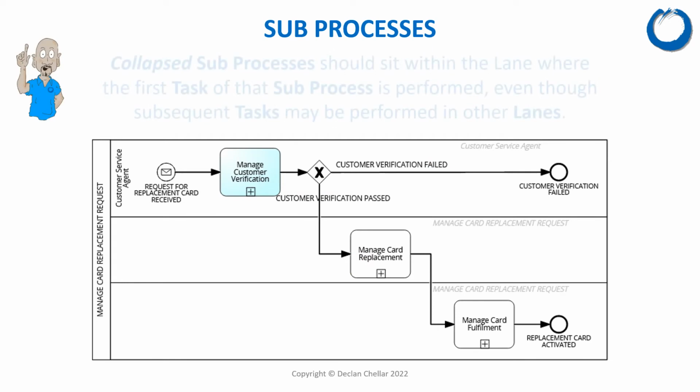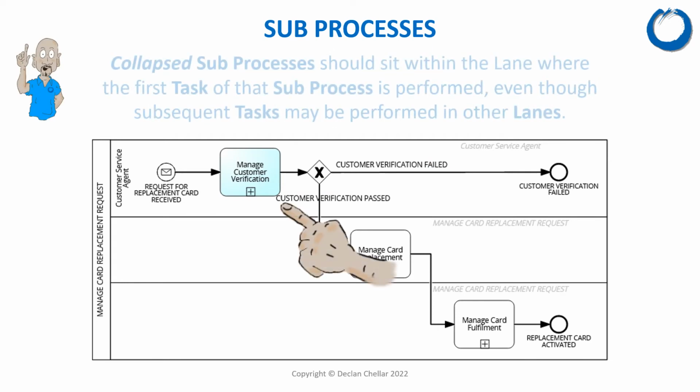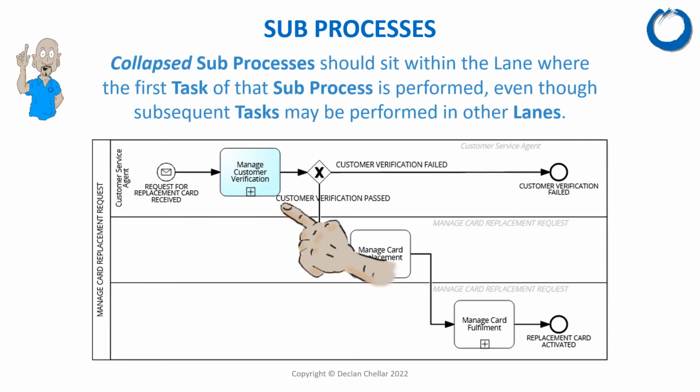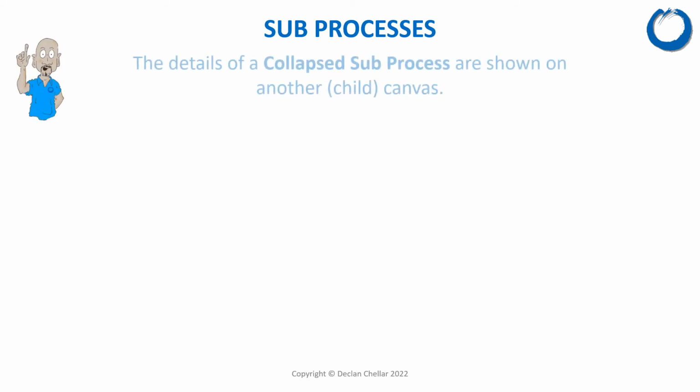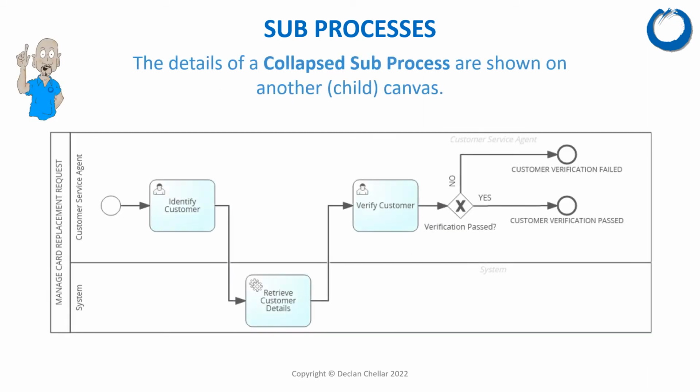Collapsed subprocesses should sit within the lane where the first task of that subprocess is performed, even though subsequent tasks may be performed in other lanes. The details of a collapsed subprocess are shown on another child canvas.